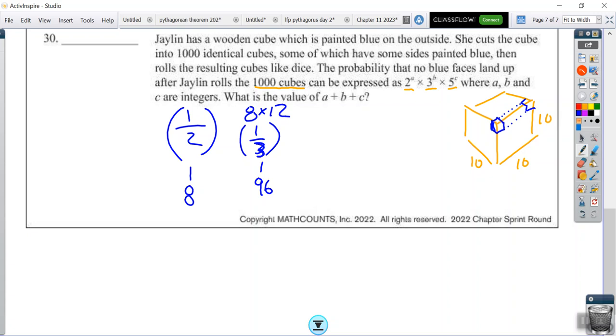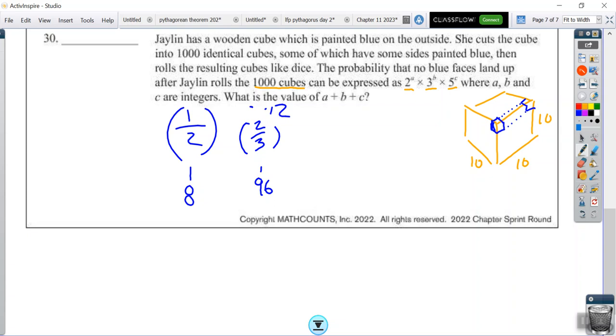But wait a second. I don't care if paint is showing. I want paint not showing. So should this be 1/3? It should be 2/3. Because I do not want paint showing. Oh my goodness, I used the big eraser for the big mistake. So that is 2/3. All right.